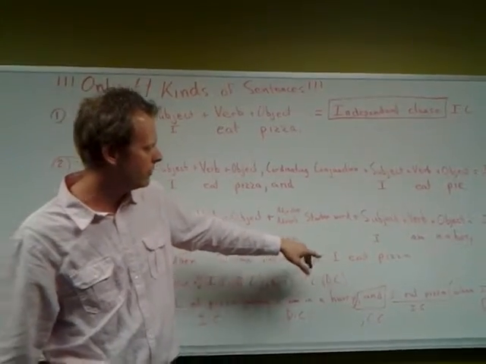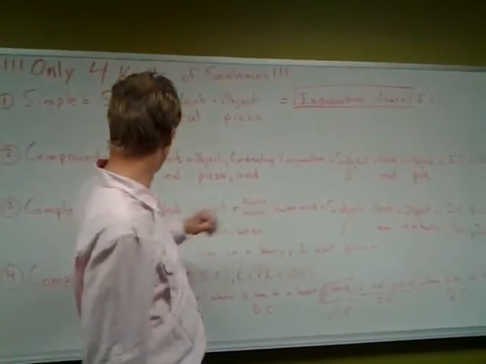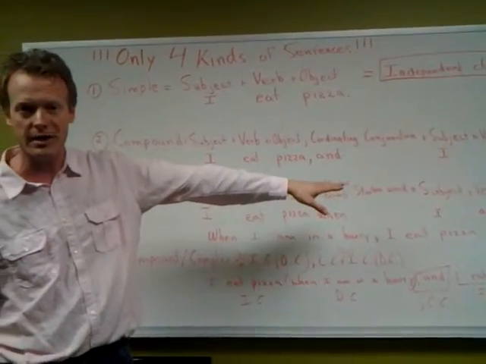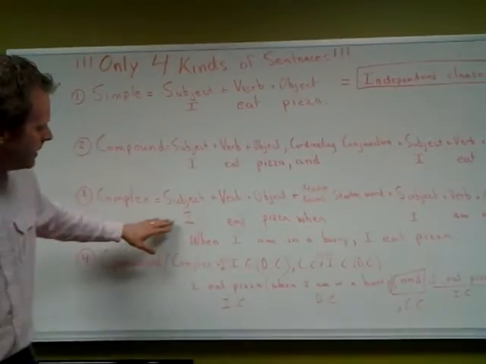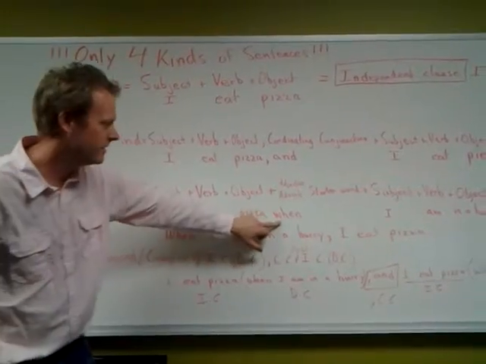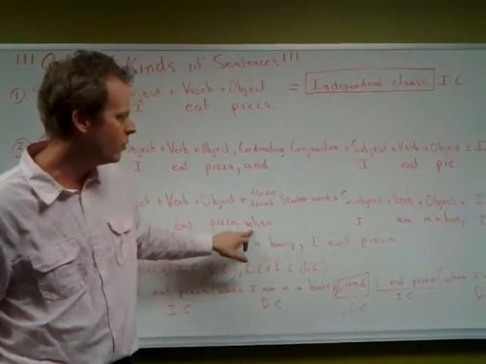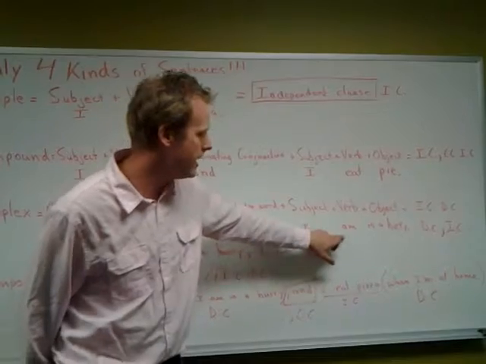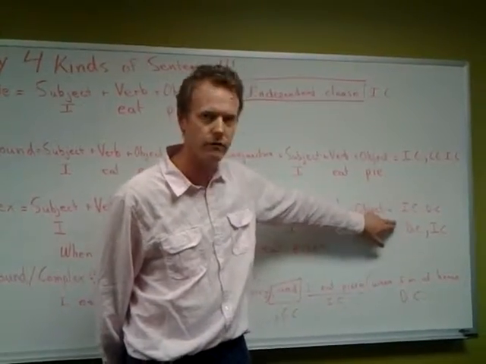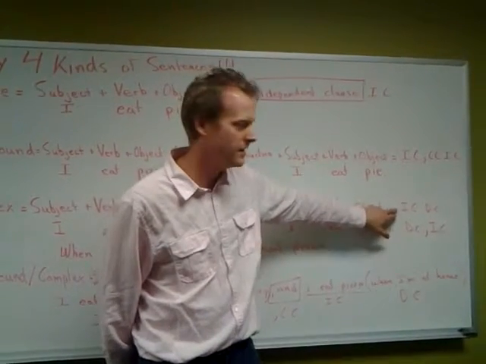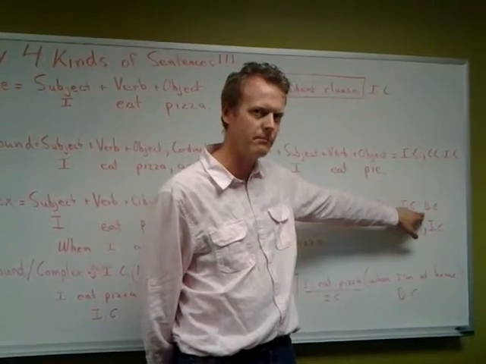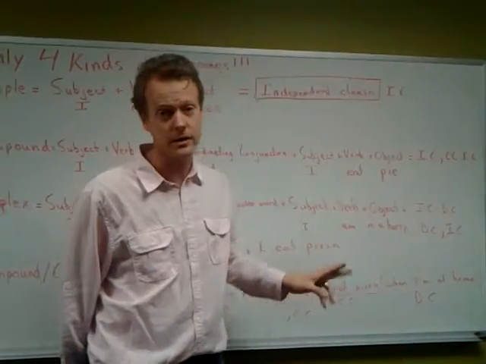Let's give you an example. So you have the complex sentence. It's a subject, a verb, an object with a dependent clause on it. Okay? Here's an example. I eat pizza when. It's an adverb starter word. When I am in a hurry. Okay? So here's what it looks like with our little formula. An independent clause with a dependent clause equals one sentence. It's a complex sentence.